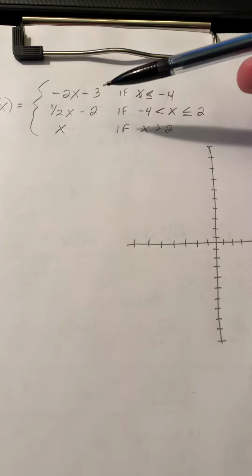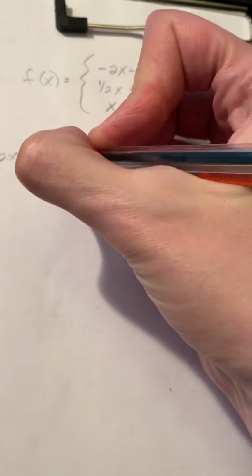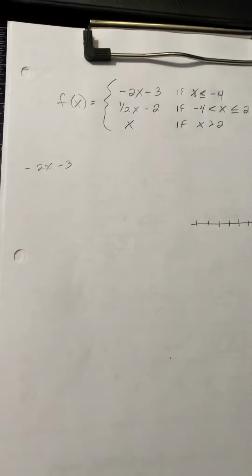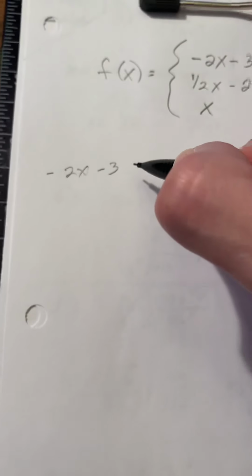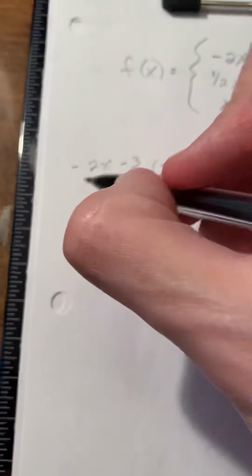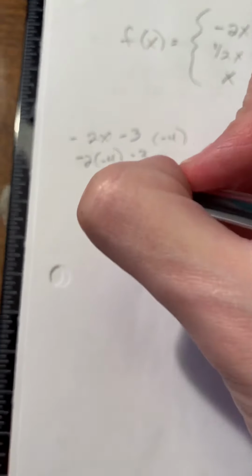We're going to take the first equation first, negative 2x minus 3. So I'm going to write down some work. That's the first equation. Now it says if x is less than or equal to negative 4, so I'm going to use negative 4 as my input. Negative 2 times negative 4 minus 3. Well, that's 8 minus 3, which is 5. This is a coordinate. When x is negative 4, y is 5.